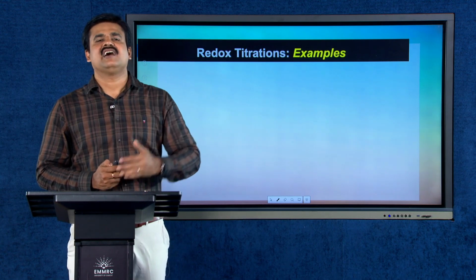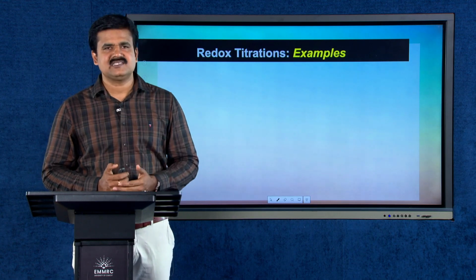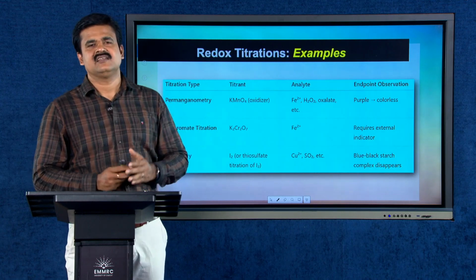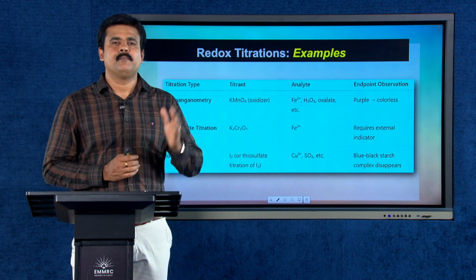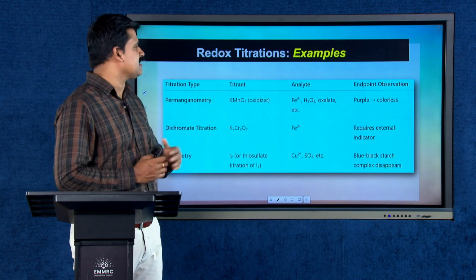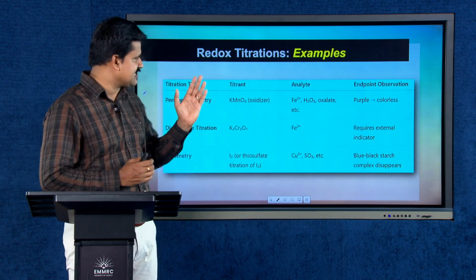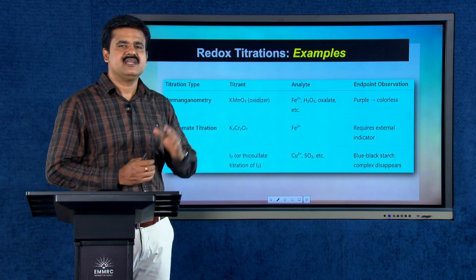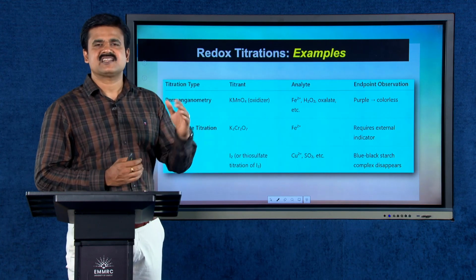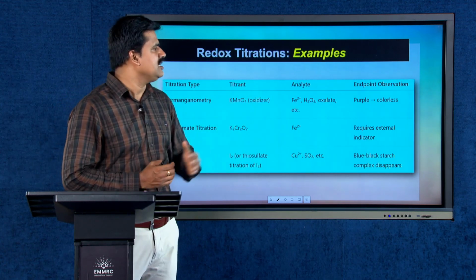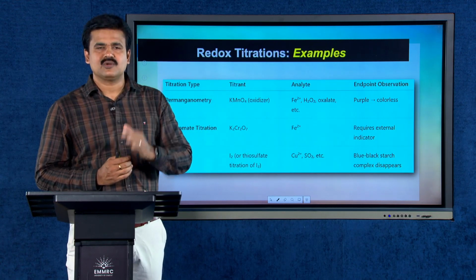Now, we can have some redox titration examples, and this chart will simply lead you through different kinds of redox titrations which are very common as far as volumetric analysis is concerned. The titration type, permanganometry. Here we are using potassium permanganate, which is an oxidizing agent, as the titrant, and the analyte may be Fe2+, that is the ferrous ion. It may be hydrogen peroxide, it may be some oxalate species like oxalic acid, etc. And the end point is from purple to colorless.